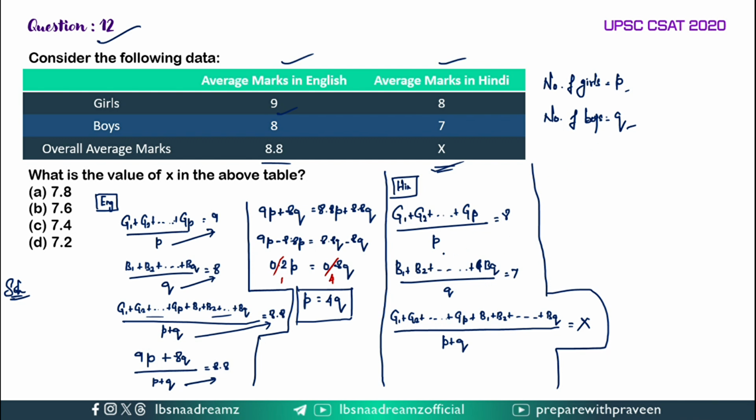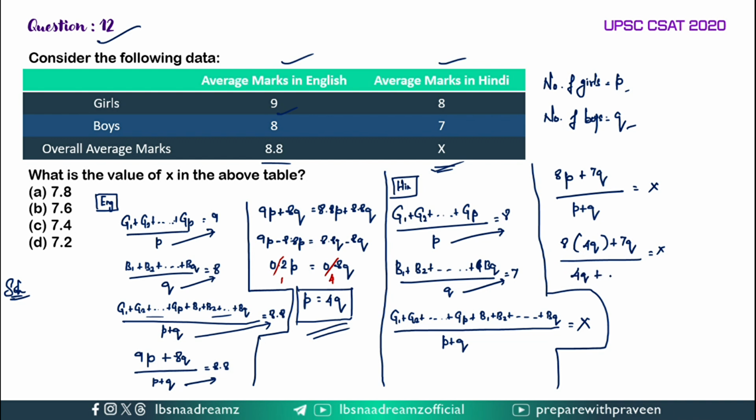We can substitute the value of G1 plus G2 till GP. Just cross multiply: 8P plus 7Q divided by P plus Q is equal to X. So we know the value of P, right? P is equal to 4Q. Substitute this: 8 into 4Q plus 7Q divided by, so here also P plus Q, that is 4Q plus Q.